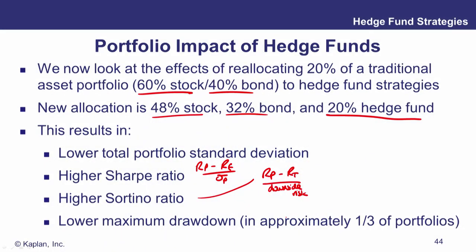And about 1/3 of portfolios, according to our study, result in lower maximum drawdown. Remember, maximum drawdown, the higher the drawdown, the worse it is for you. If we just take the dollar value of a portfolio over time, we might see this nice little mountainous graph. The maximum drawdown is the percentage drop between a peak and then the trough. So obviously we'd like that to be as low as possible from a risk management point of view. So sounds great, doesn't it? Lower standard deviation, higher Sharpe, higher Sortino, and lower maximum drawdown. What's not to like?